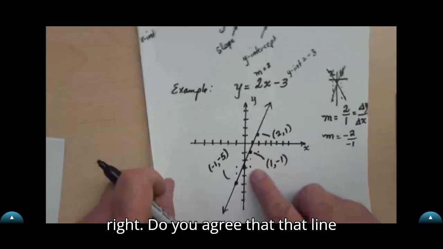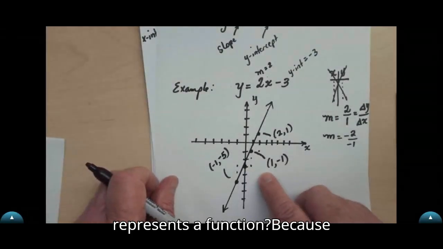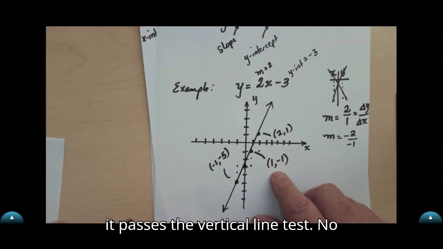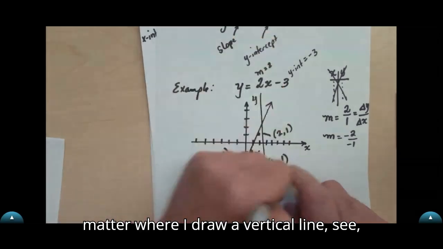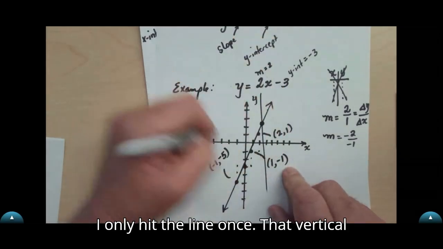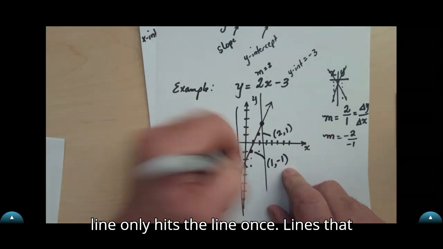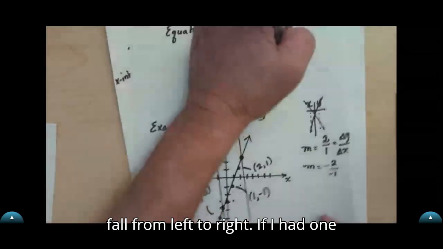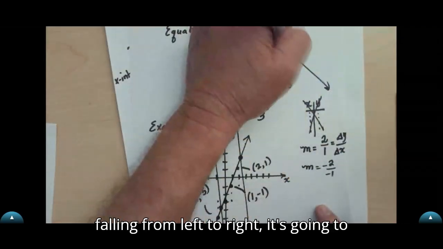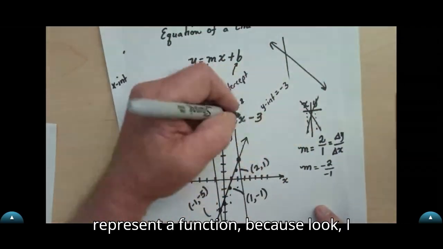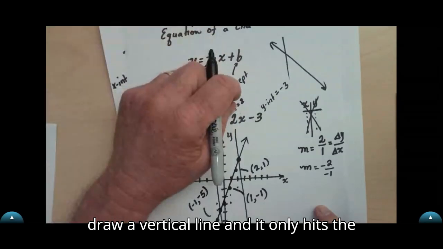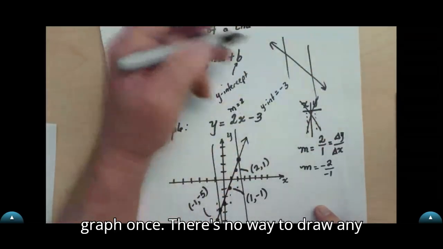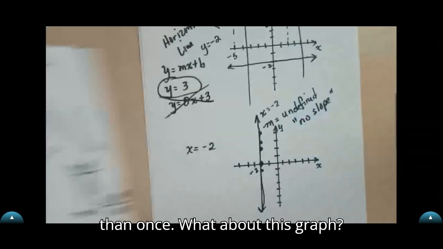No matter where I draw a vertical line, I only hit the graph once. Here's a line that's rising from left to right. Do you agree that that line represents a function? Because it passes the vertical line test. No matter where I draw a vertical line, I only hit the line once. Lines that fall from left to right are going to represent a function too, because I draw a vertical line, it only hits the graph once. There's no way to draw any vertical line that hits the graph more than once.